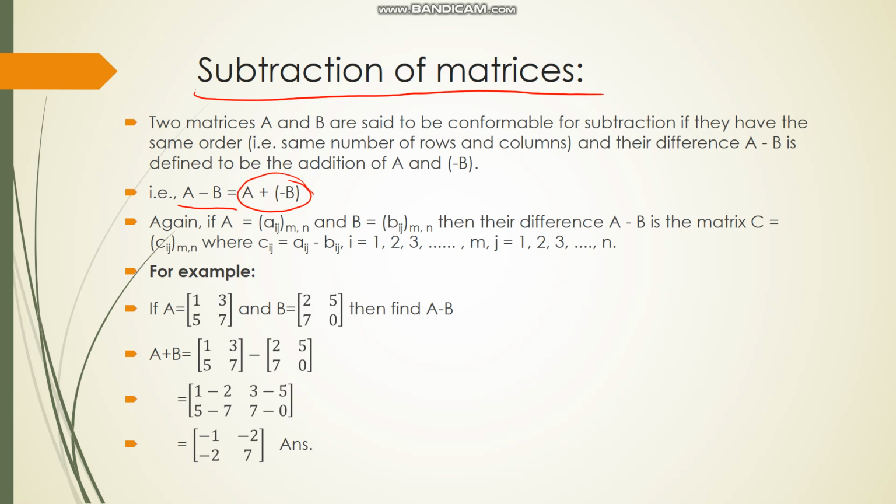If we see the example, A is equal to 1, 3, 5, 7, B is equal to 2, 5, 7, 0, then A minus B. So for A minus B, again we have to take the respective elements with respect to their positions, meaning 1 minus 2, then 3 minus 5, then 5 minus 7, then 7 minus 0. So we will get minus 1, minus 2, minus 2 and 7.